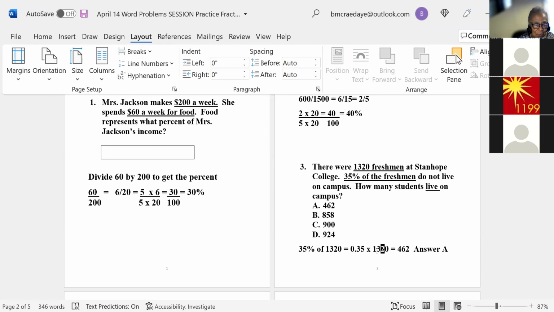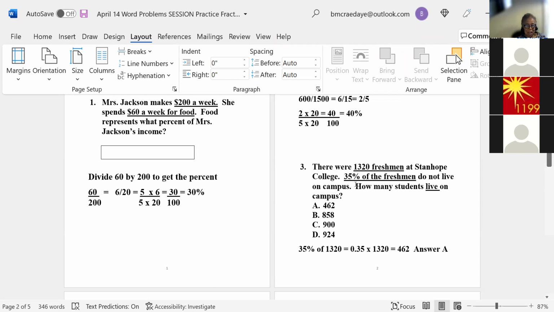What's a third of 1320? A third of 1320 is going to be 400 and something. So you can just eliminate these big answers. I mean, you could really do that because they gave you answers too big. They're giving you the ones closer to the number that lives off the campus.